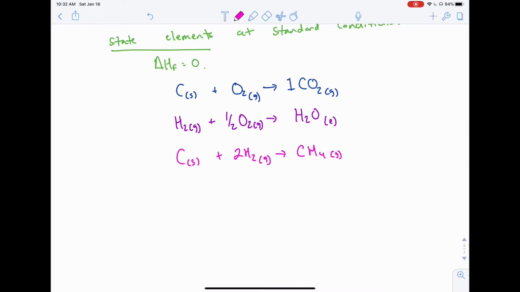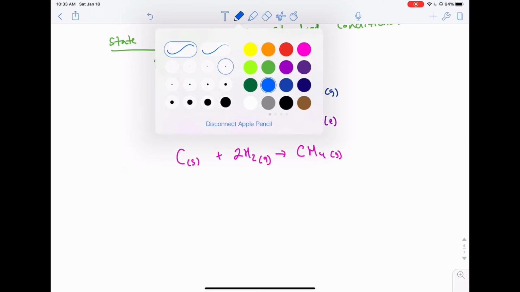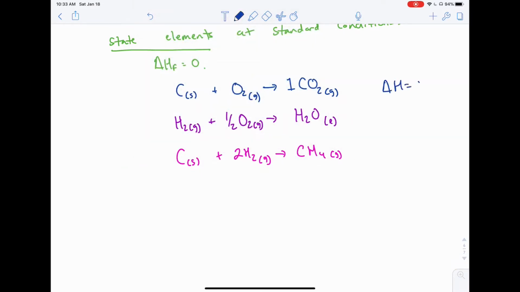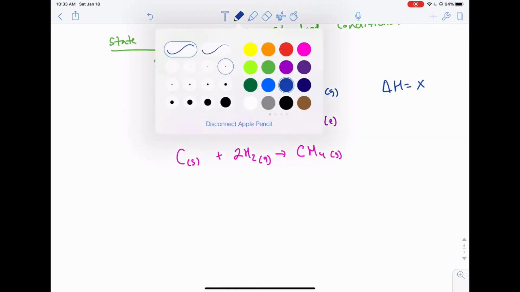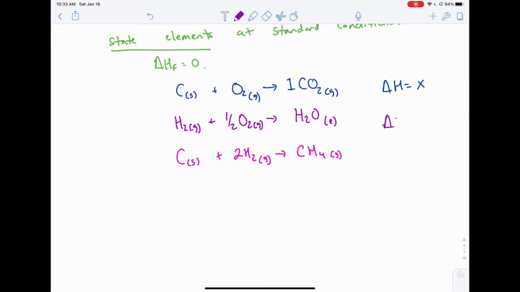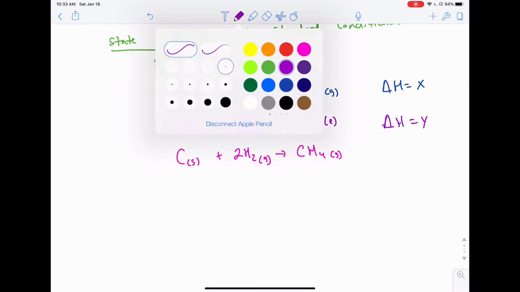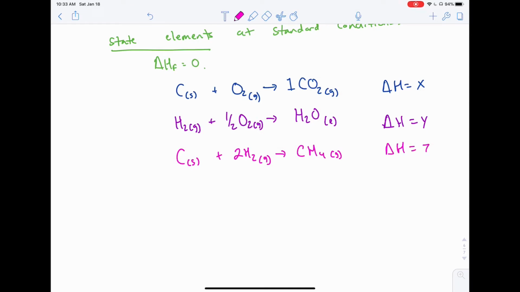Yes, Eileen. Yes. So, like Eileen's asked, it has to be 1 mole of product. So you write whatever fractional coefficients you need to get 1 mole of product. Okay, so let's go along this concept right here. Let's say delta H of this reaction is X, and delta H of this reaction is Y, and delta H of this reaction is Z.